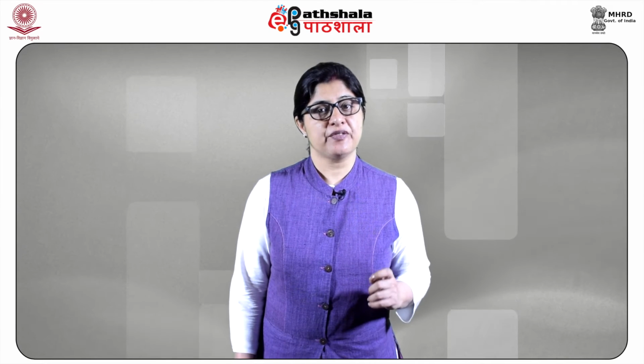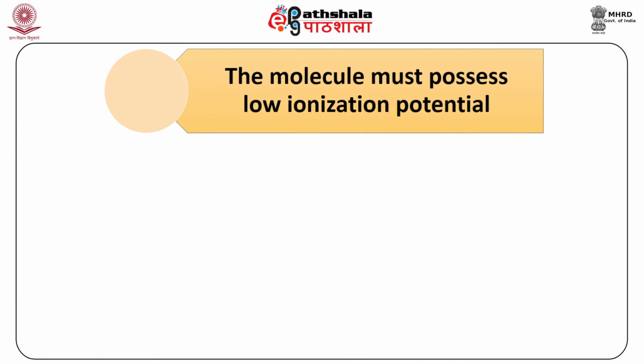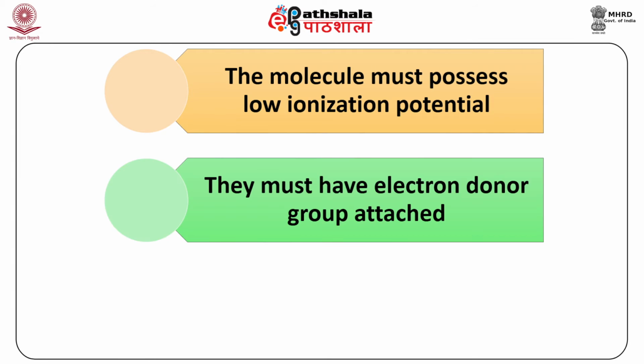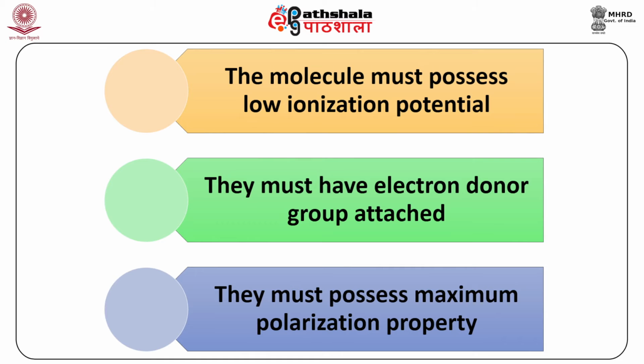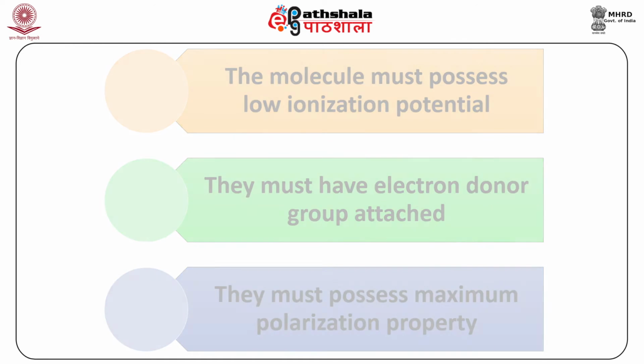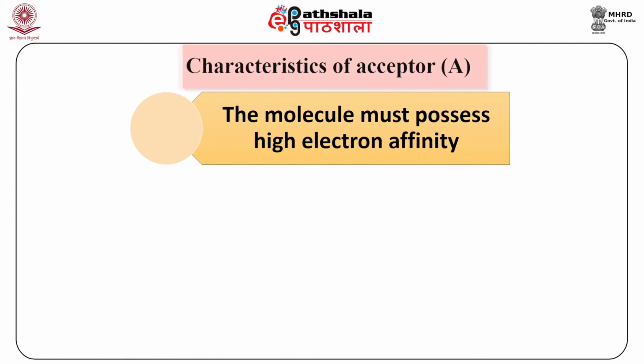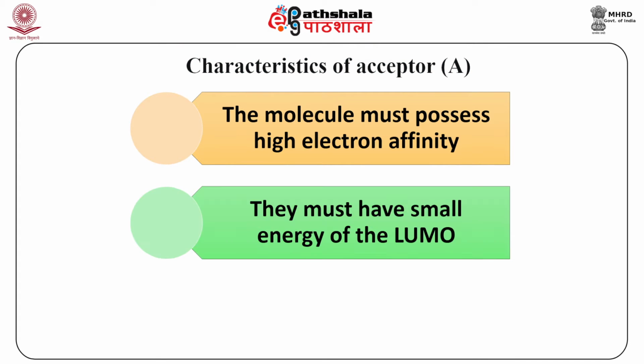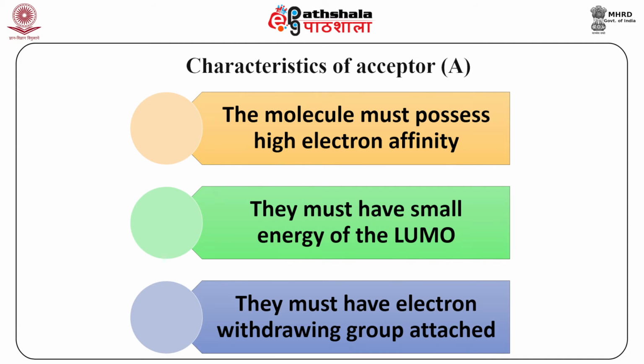The characteristic features of the donor and the acceptor are: for the donor, the molecule must possess low ionization potential, must have an electron donor group attached, and must possess maximum polarization property. For the acceptor, the molecule must possess a high electron affinity, must have a small energy of LUMO, which is the lowest unoccupied molecular orbital, and must have an electron withdrawing group attached.